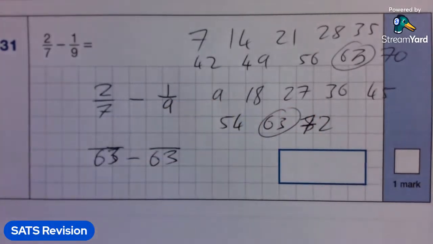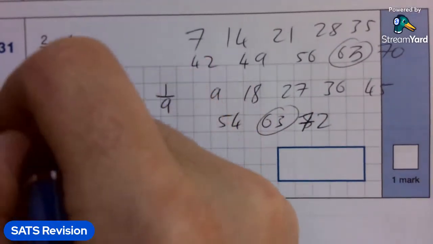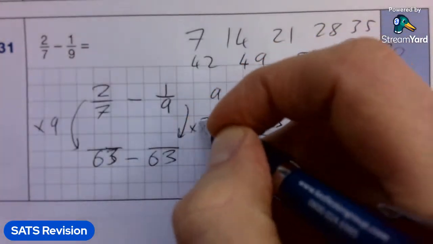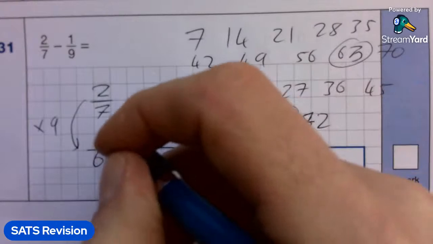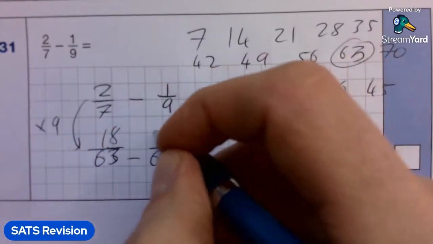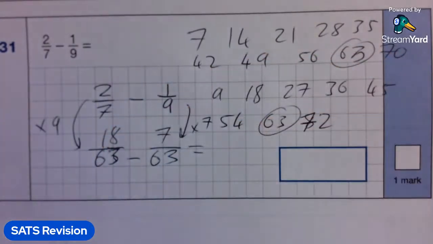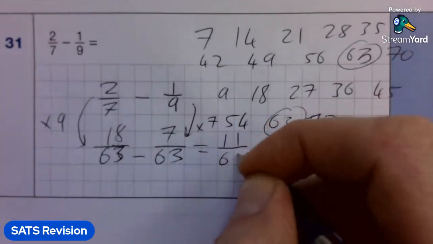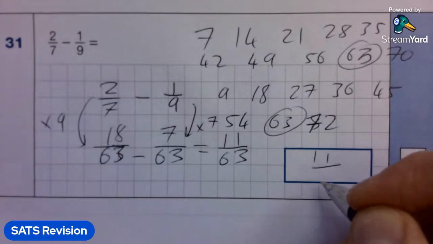63 there. Right, and my 7s are in 63, multiplied by 9. 9, 63, times it by 7. So 2 times 9, 18. 1 times 7 is 7. And then I'm just going to subtract across. So that'll be 11 over 63.